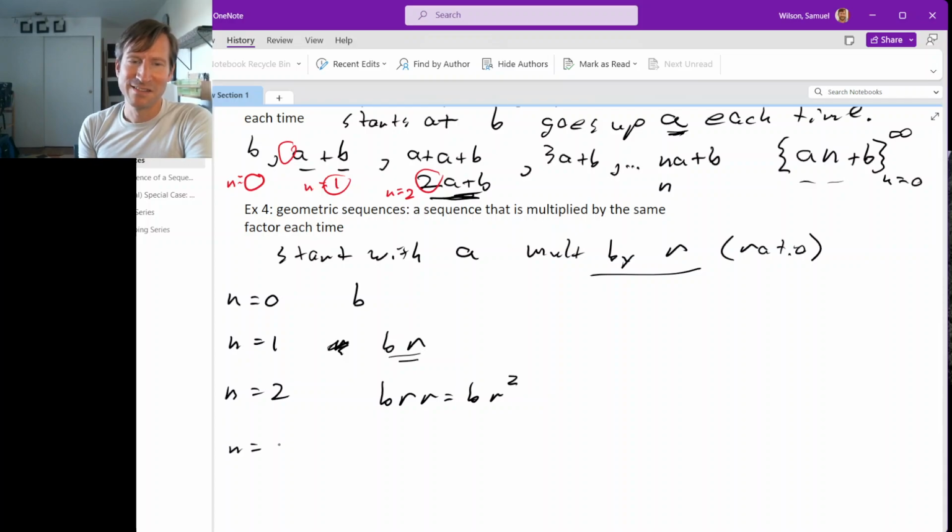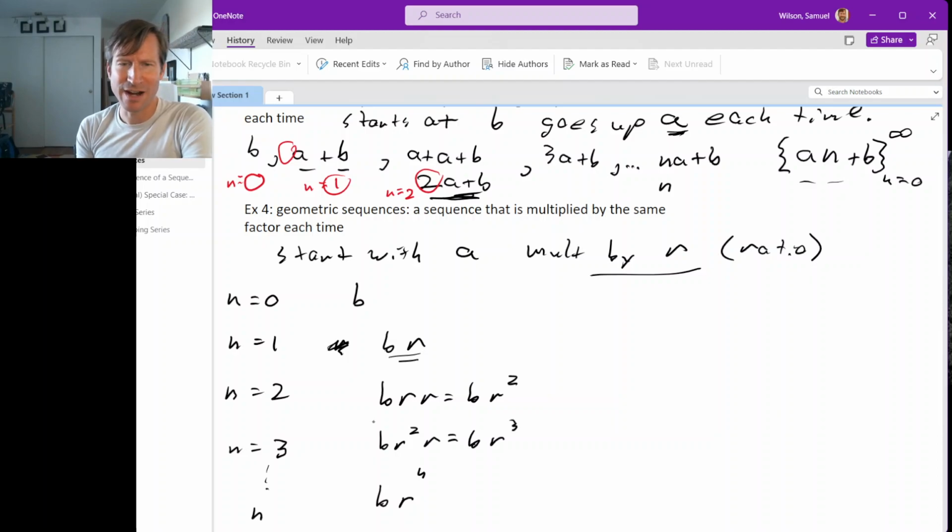And then when n is 3, we get the previous one, which is b times r squared, and we multiply it by r again. So that's going to be b times r cubed. But, I mean, you probably see what's happening. If we go down to the nth term, we're going to get b times r to the nth.